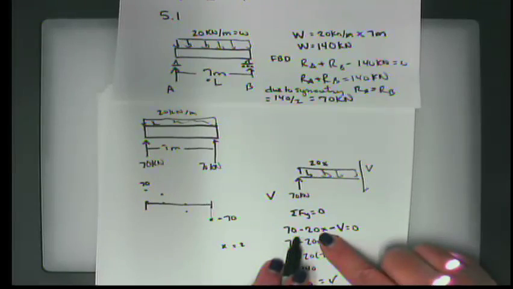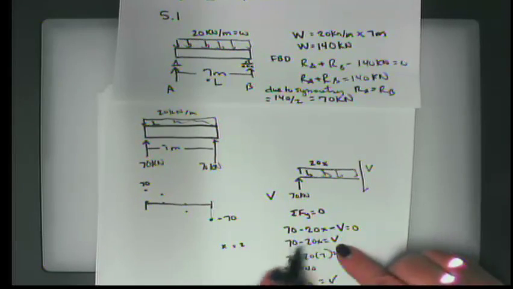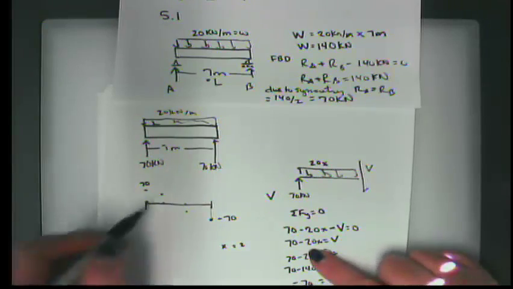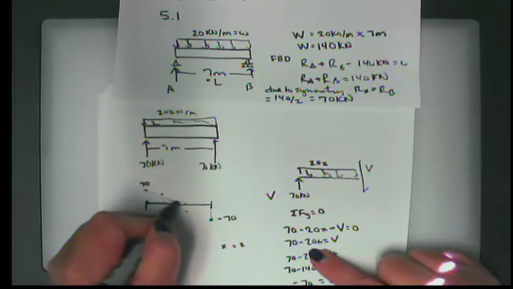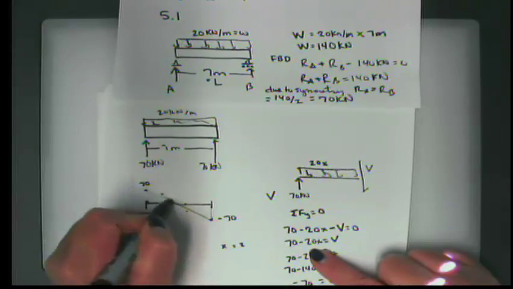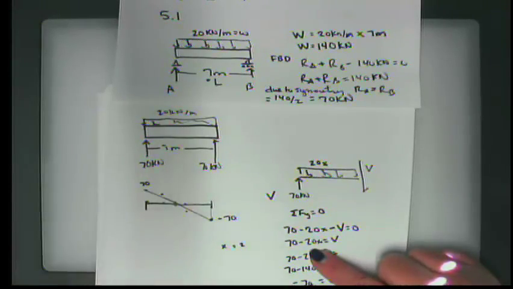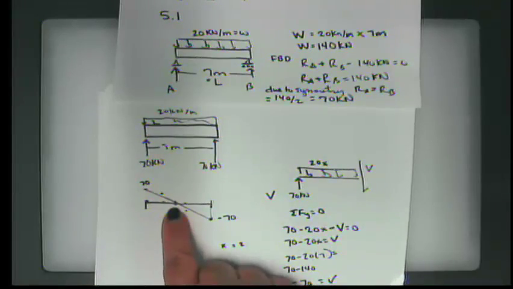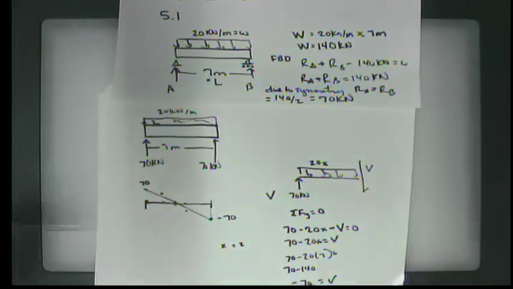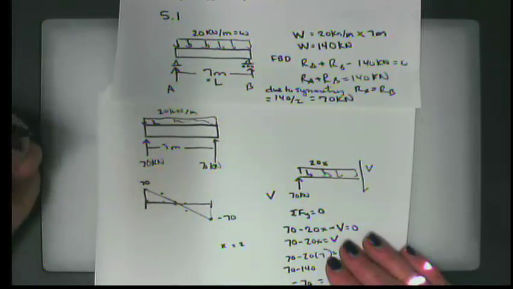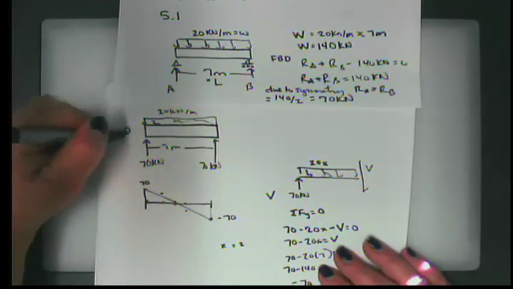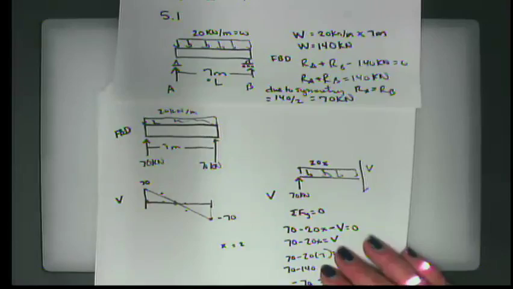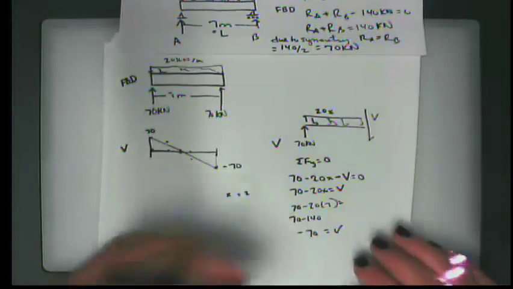The other thing you can see is that this equation is linear. In other words, this is an equation in x. V is a function of x, y equals mx plus b. And so it's going to be a straight line from here to here. And it's going to cross right here. Now, if you do the math, you'll see that this is directly in the middle of the beam. This is at 3.5 meters. So this is what my shear looks like right here. So here's my free body diagram. Here's my shear diagram. And now here's my moment diagram.